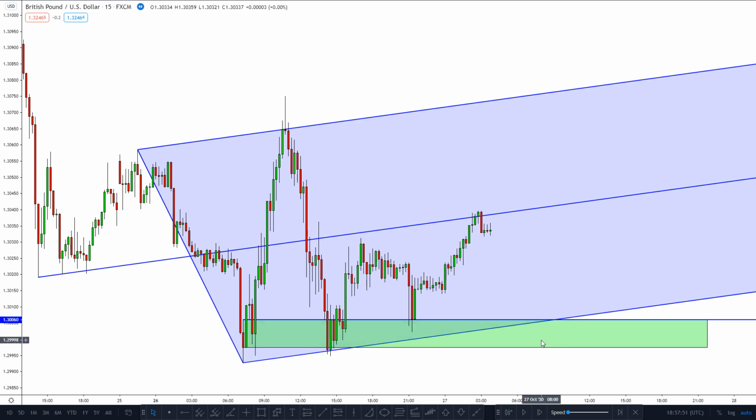Price reaching the center line of the pitchfork in a scenario like this can mean the exhaustion of buyer's energy, but not always, of course. So let's see what price does next.